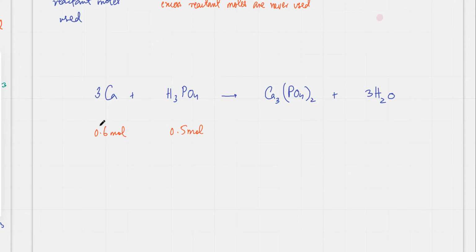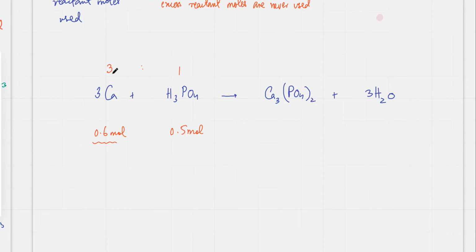One of these values cannot fully react. I mean, one of them has been added in excess. And the ratio in this case is 3:1. 3 calciums react with 1 phosphoric acid molecule. So can you try and figure out, according to the ratio, if I have 0.6 moles of calcium, how much phosphoric acid do I need for the reaction?